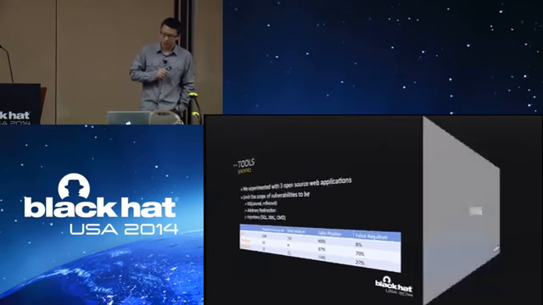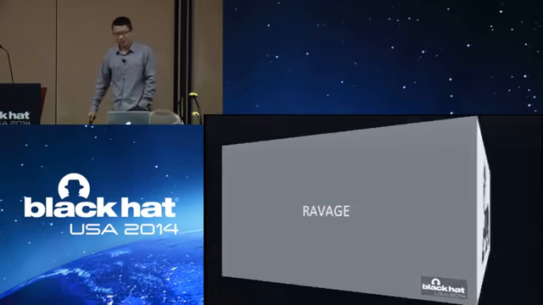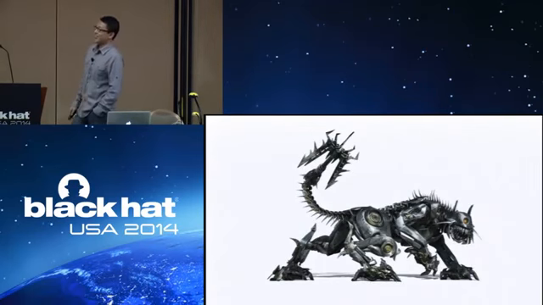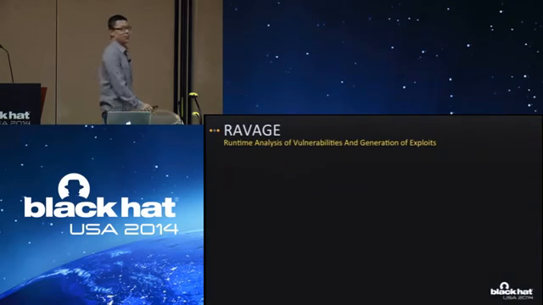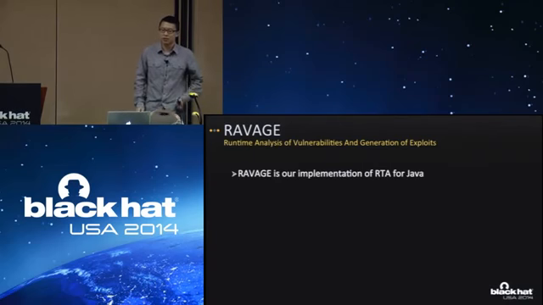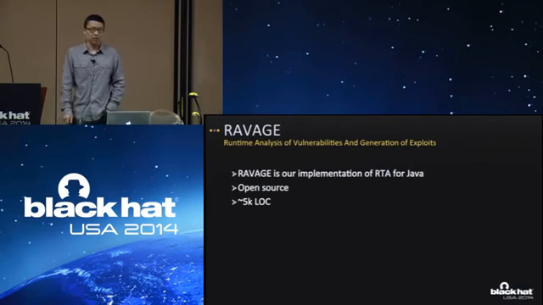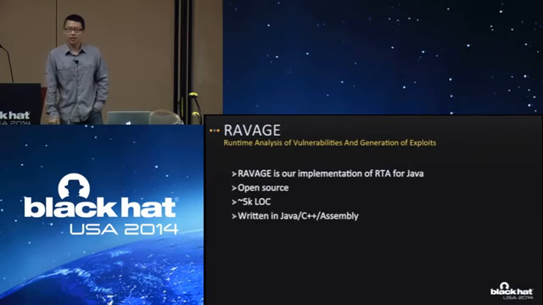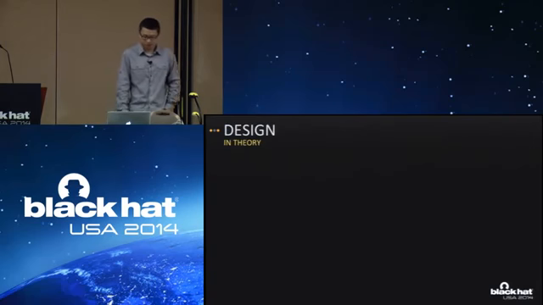Okay, now let's talk about what RAVAGE is. RAVAGE represents runtime analysis of vulnerabilities and generation of exploits. It's our implementation of runtime analysis for Java. It's open source, it's free, and it's around 5,000 lines of code. It's written mainly in C, C++, Java, and assembly.